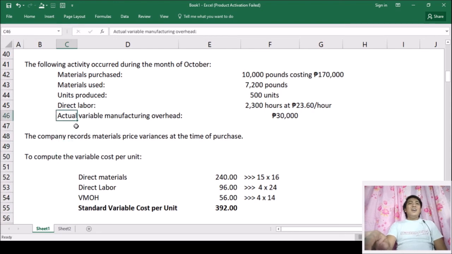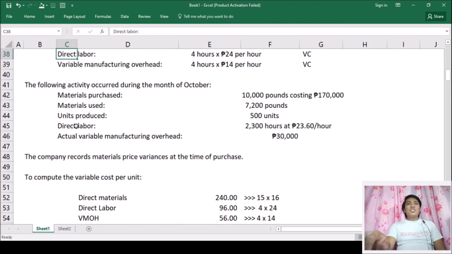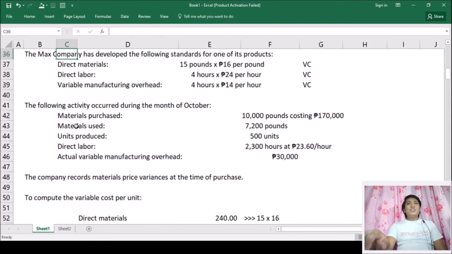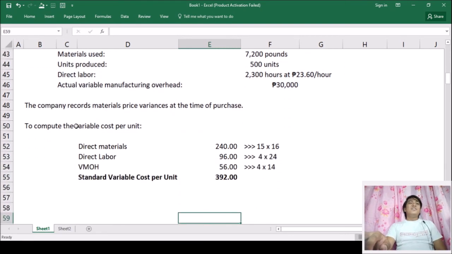Again, once we compute the standard variable cost per unit, make sure to identify how many units, how many kilos, how many pounds are required on each unit, and how much each kilos, yung bawat isa. Okay? So, ganun lang po yun. Okay? So, that's the standard variable cost per unit.